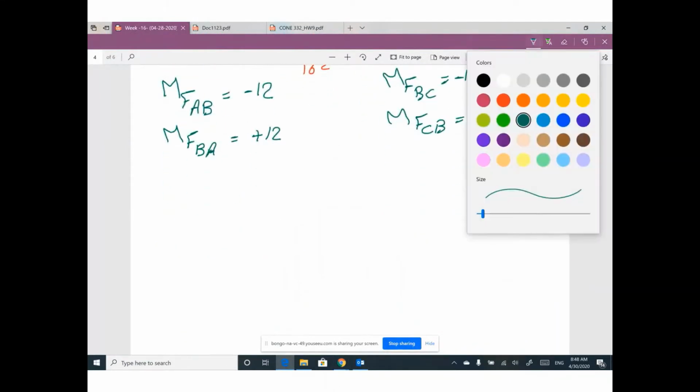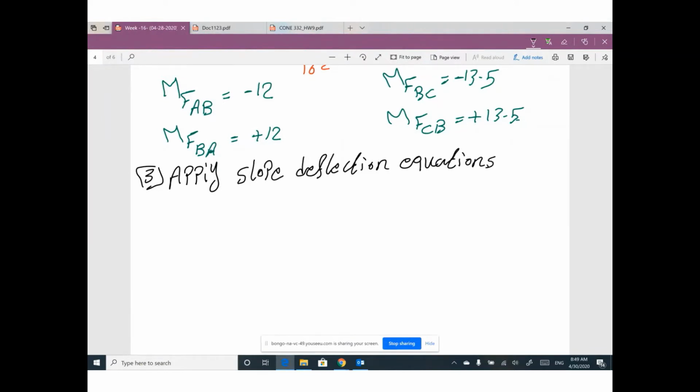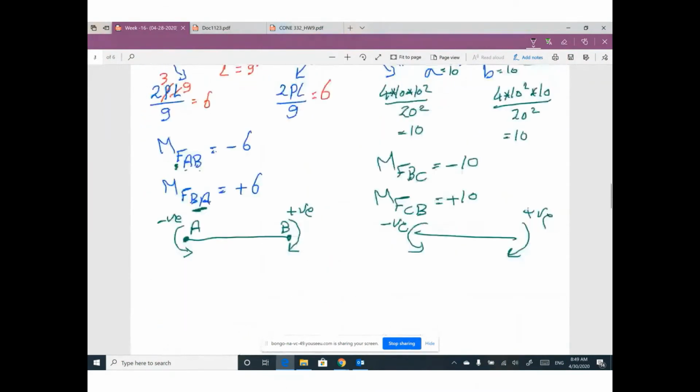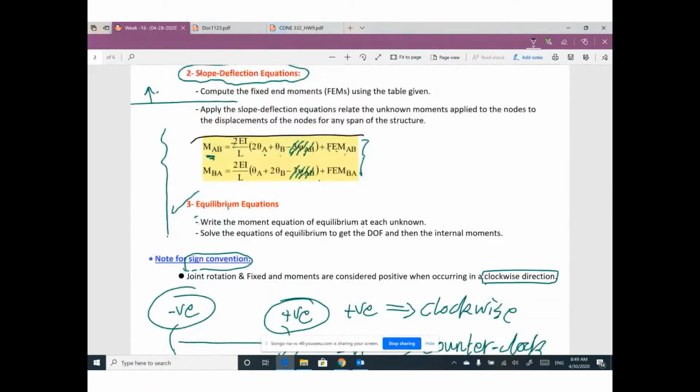Okay, step number 3. We need to apply something called slope deflection equations. This method is called the slope deflection equation. So we need to apply the slope deflection equation. We have here 2 equations for each member. This equation and this equation.